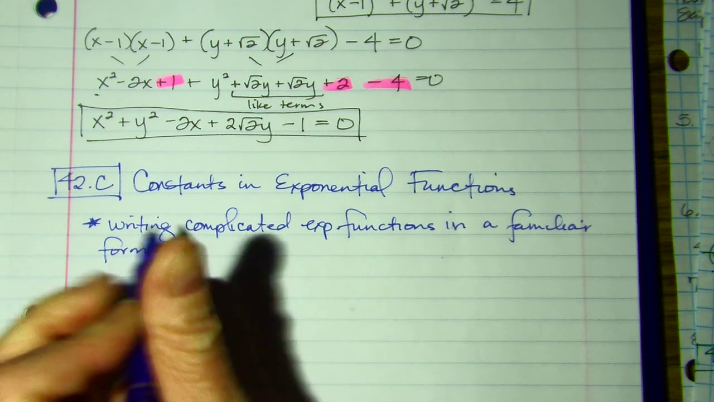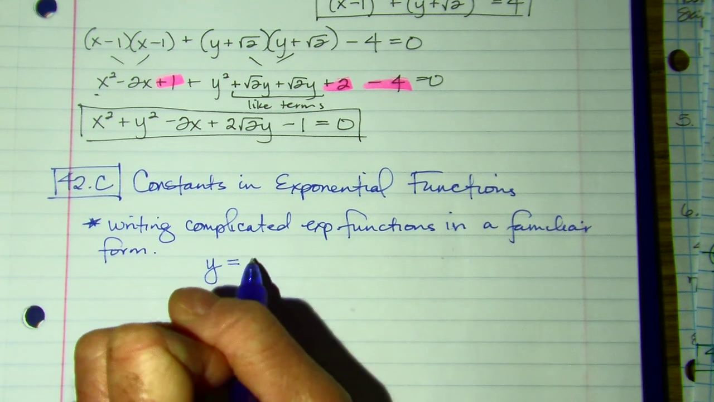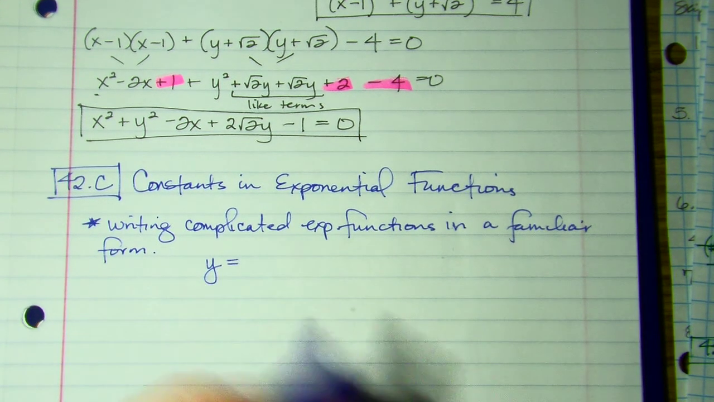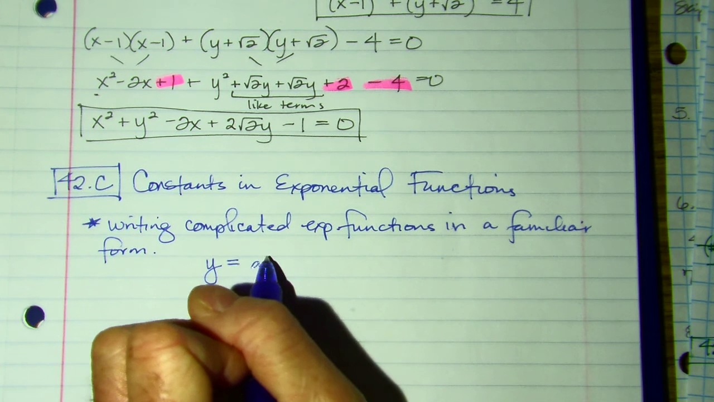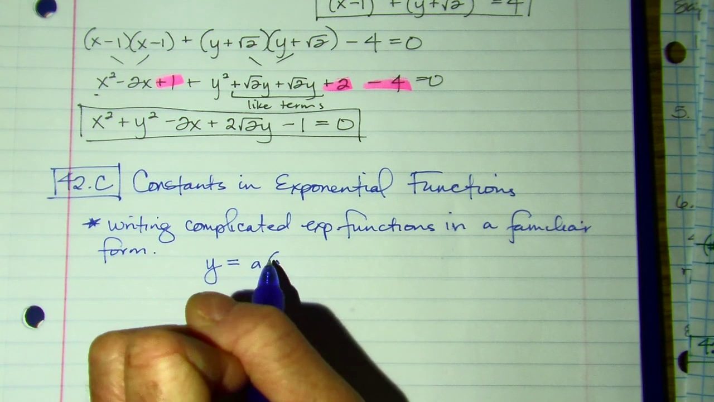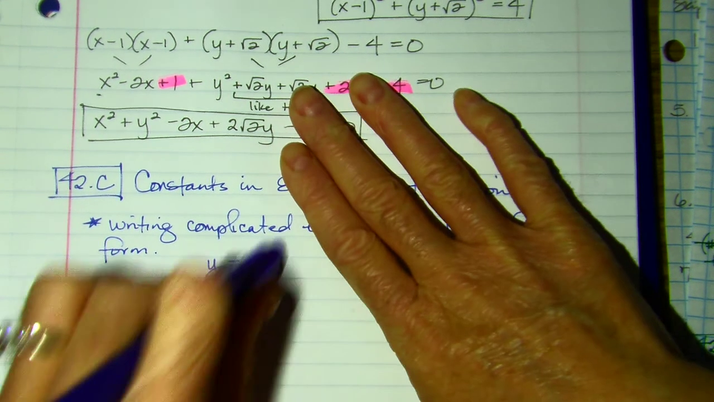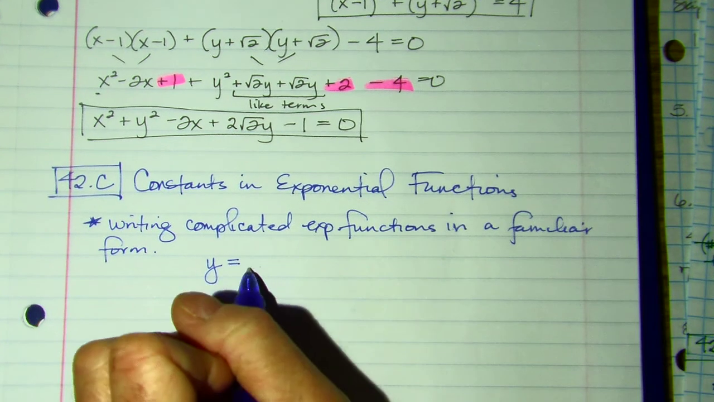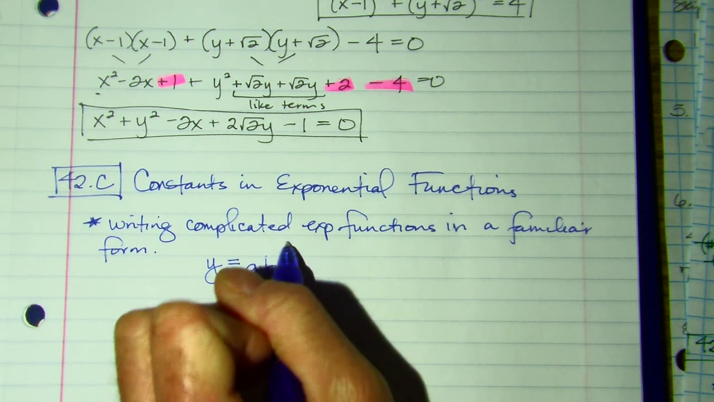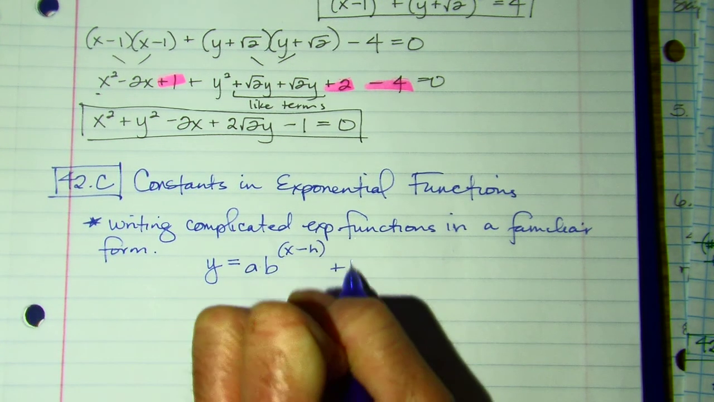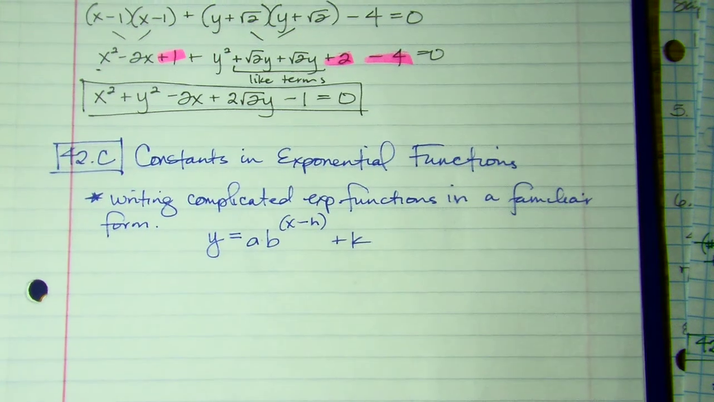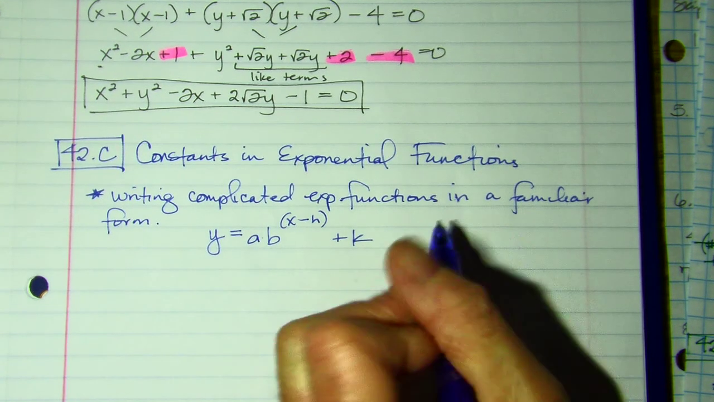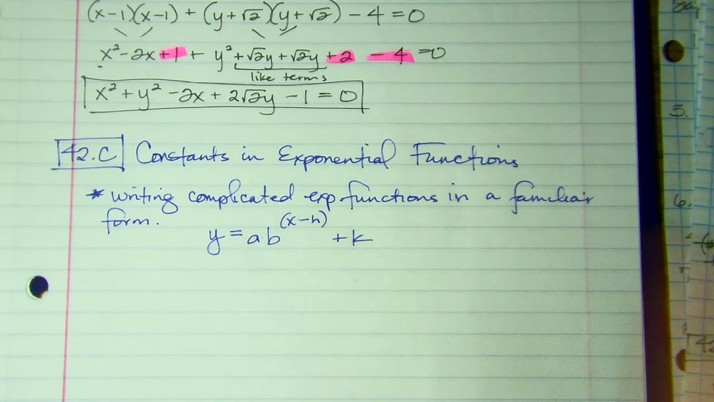So exponential equations, I would have y equals, and I would have a times, well, technically, yeah, a times b to the x minus h plus k. That is what they're referring to when they say exponential. Now remember, h is left and right. It's a horizontal shift. K is up and down.